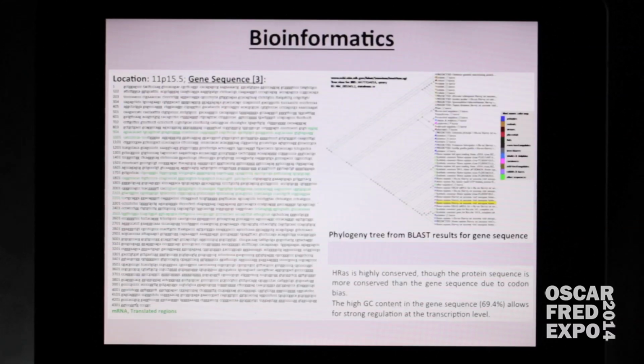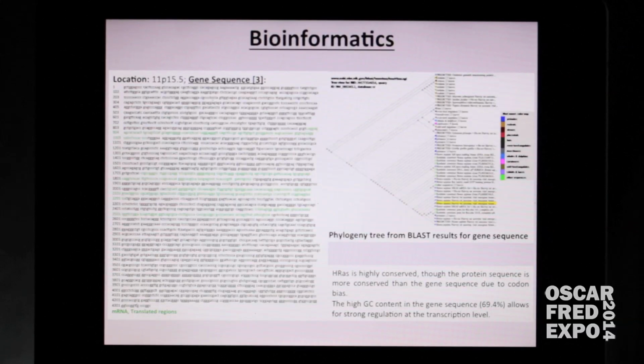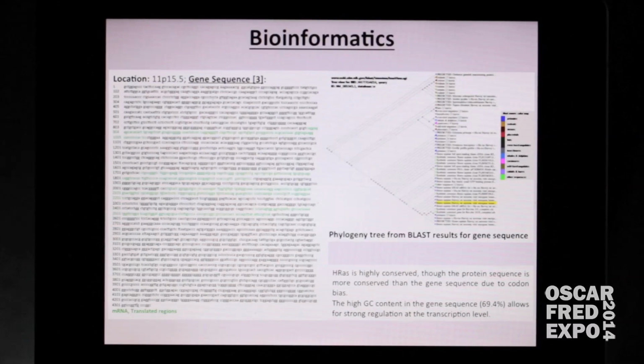On the left here we have the gene sequence, and highlighted in green is the mRNA transcript region, which is what will be translated to form the protein. Of interest here is that the high GC content in the gene sequence allows for very strong regulation at the transcription level, which is quite important for something that is an oncogene. On the right, we have a phylogeny tree from the BLAST results for this gene sequence, just to show the fact that it is highly conserved across multiple species. The protein sequence is even more conserved due to codon bias.